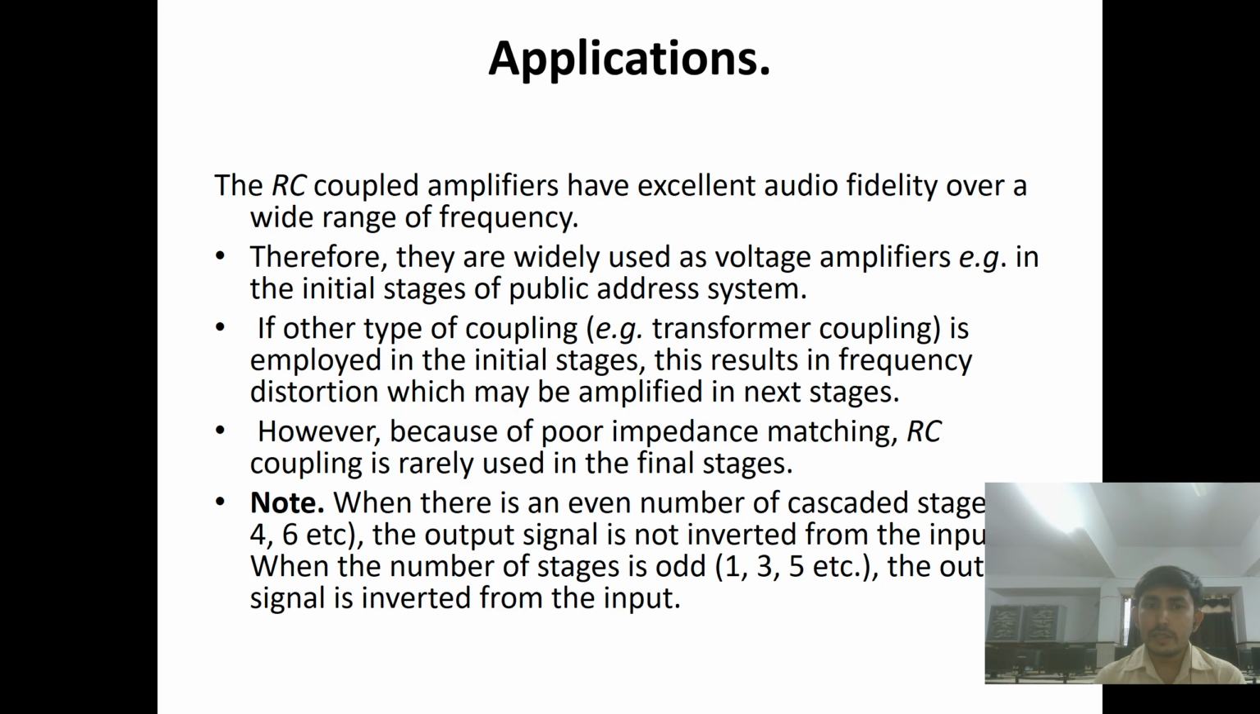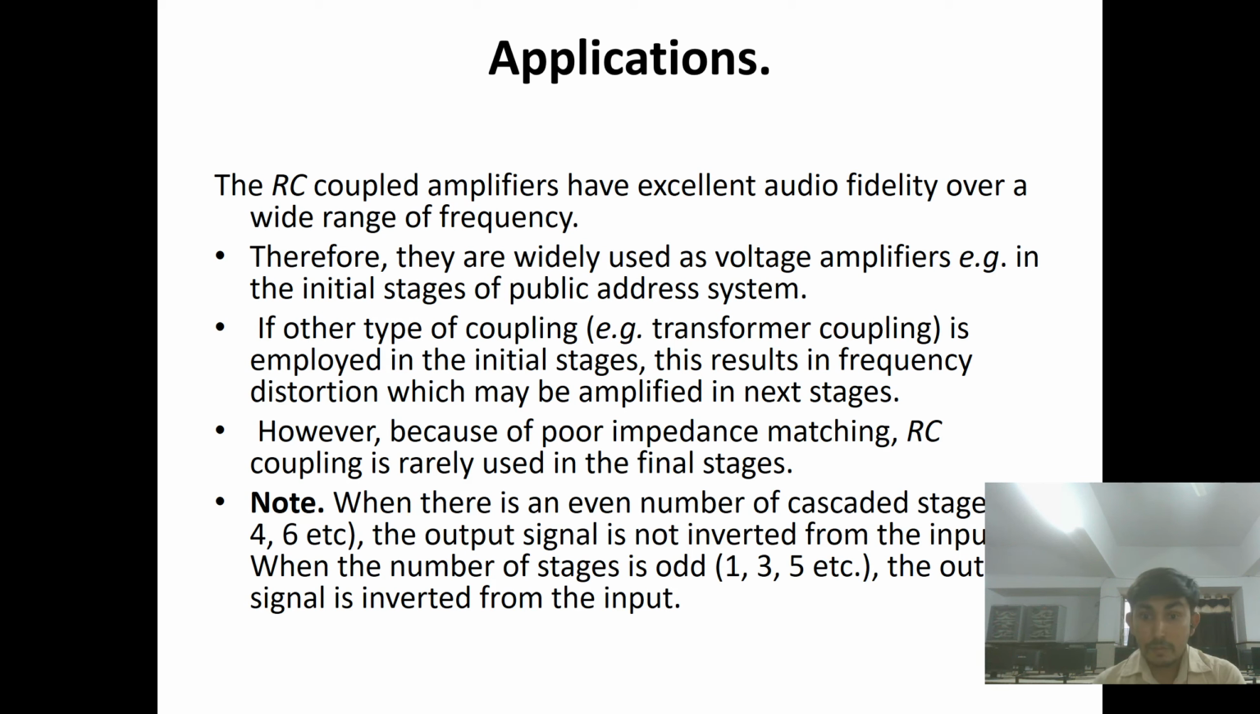Application: generally it is widely used as a voltage amplifier. As an example, in the initial stage of a public address system, the amplifiers used are generally RC coupled amplifiers. If another type of coupling is employed in the initial stage, there will be distortion in the frequency, and because of that distortion, the amplification will be disturbed. Third, because of the poor impedance matching, RC coupling will be used in the final stage.